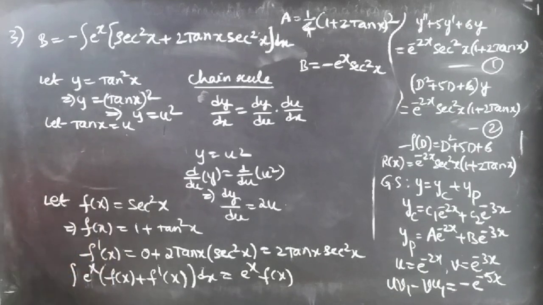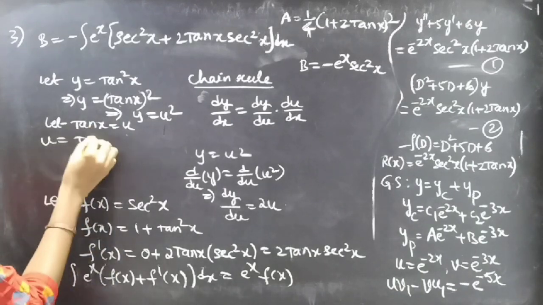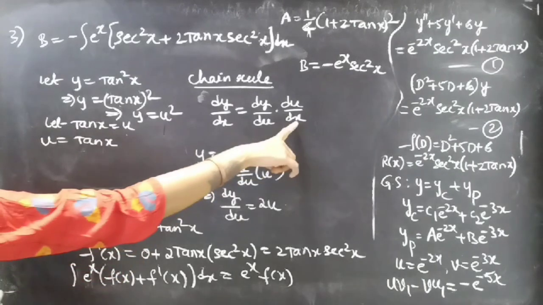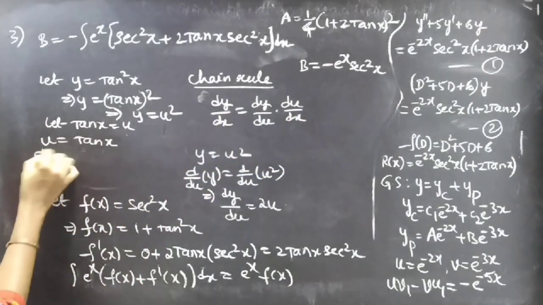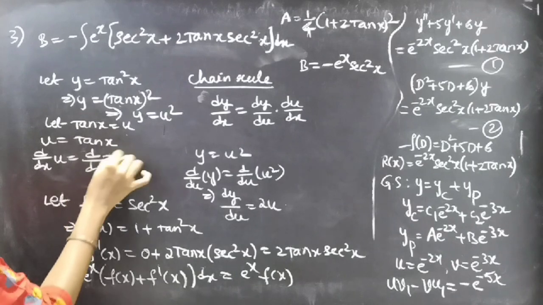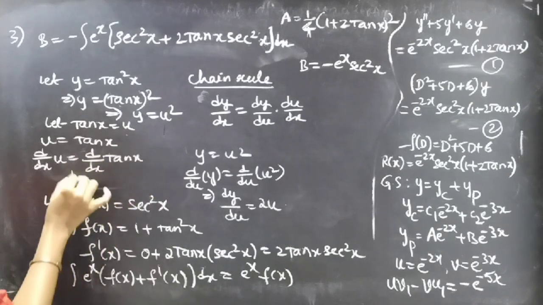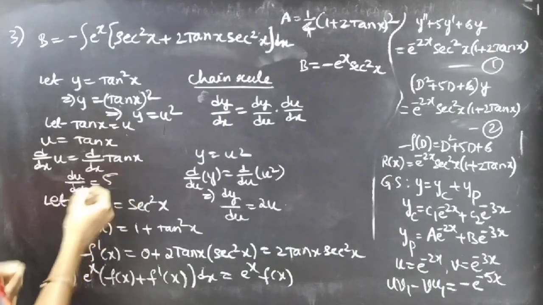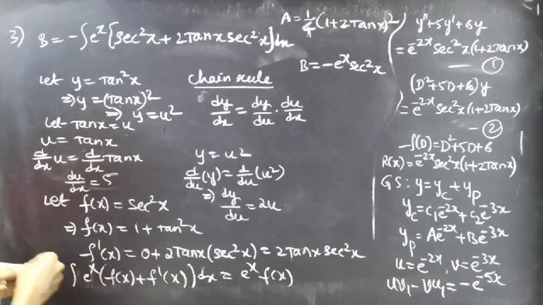And we have u equal to tan x. Let's differentiate u with respect to x. If u equal to tan x, differentiate on both sides with respect to x. Then we'll get du by dx equals the derivative of tan x with respect to x, which is secant square x.